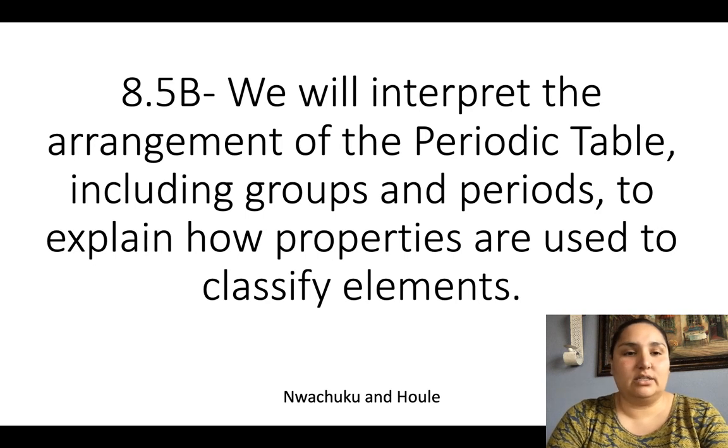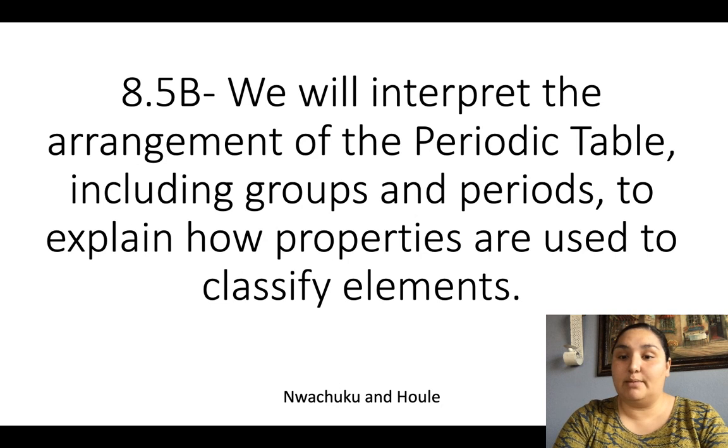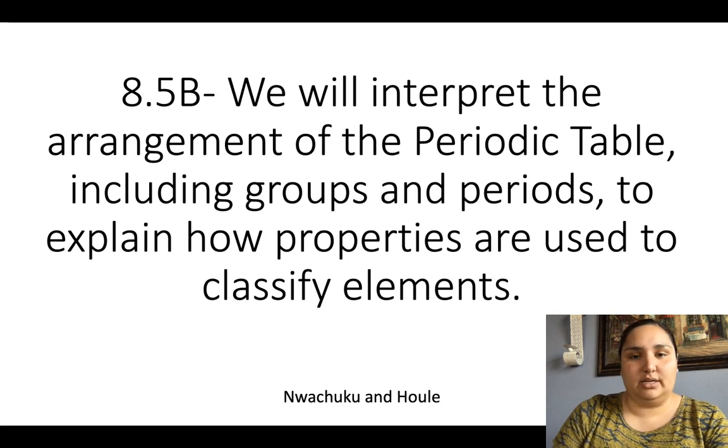All right. So we're going to start today with 8.5b. That says we will interpret the arrangement of the periodic table, including groups and periods, to explain how properties are used to classify elements. So if you look here, thinking back on some of these vocabulary words, we have groups, periods, right? And how the properties are going to help us to classify elements, okay? So start thinking back, like what were groups, what were periods, and what direction did they go in the periodic table, and what do they tell us about a certain element, okay?